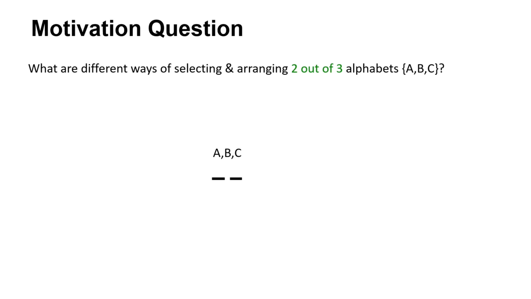So we'll start with the first motivation question, and I would like you to think it through so that you can gain an understanding of it. The question is, what are the different ways of selecting and arranging two out of these three alphabets, that is A, B, C? For example, it could be AB, BC, or AA. Can you think through this? How many combinations can you create out of these three alphabets? Feel free to pause the video and guess the answer yourself before moving to the next part.